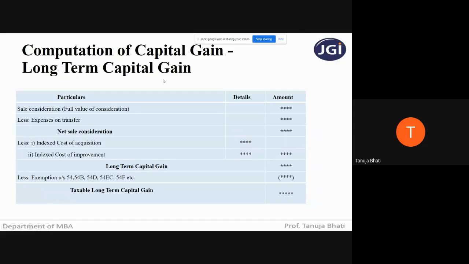So can anyone tell me what is a long-term capital gain? What is the meaning of long-term capital gain? Students, can you quickly tell me what is the meaning of long-term capital gain? Students, am I audible to you all? What is a long-term capital gain? Students, am I audible? Students? Can you all hear me?